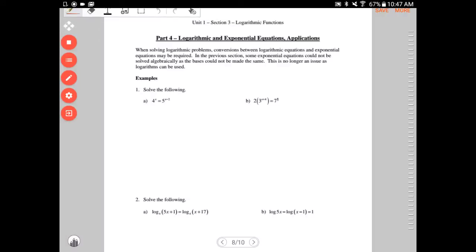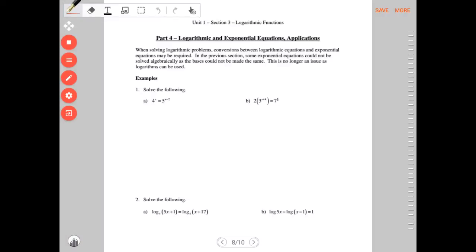Part 4, Logarithmic and Exponential Equations and Applications. When solving logarithmic problems, conversions between logarithmic equations and exponential equations may be required. In the previous section or chapter, some exponential equations couldn't be solved algebraically as the bases could not be made the same. This is no longer an issue as logarithms can be used.